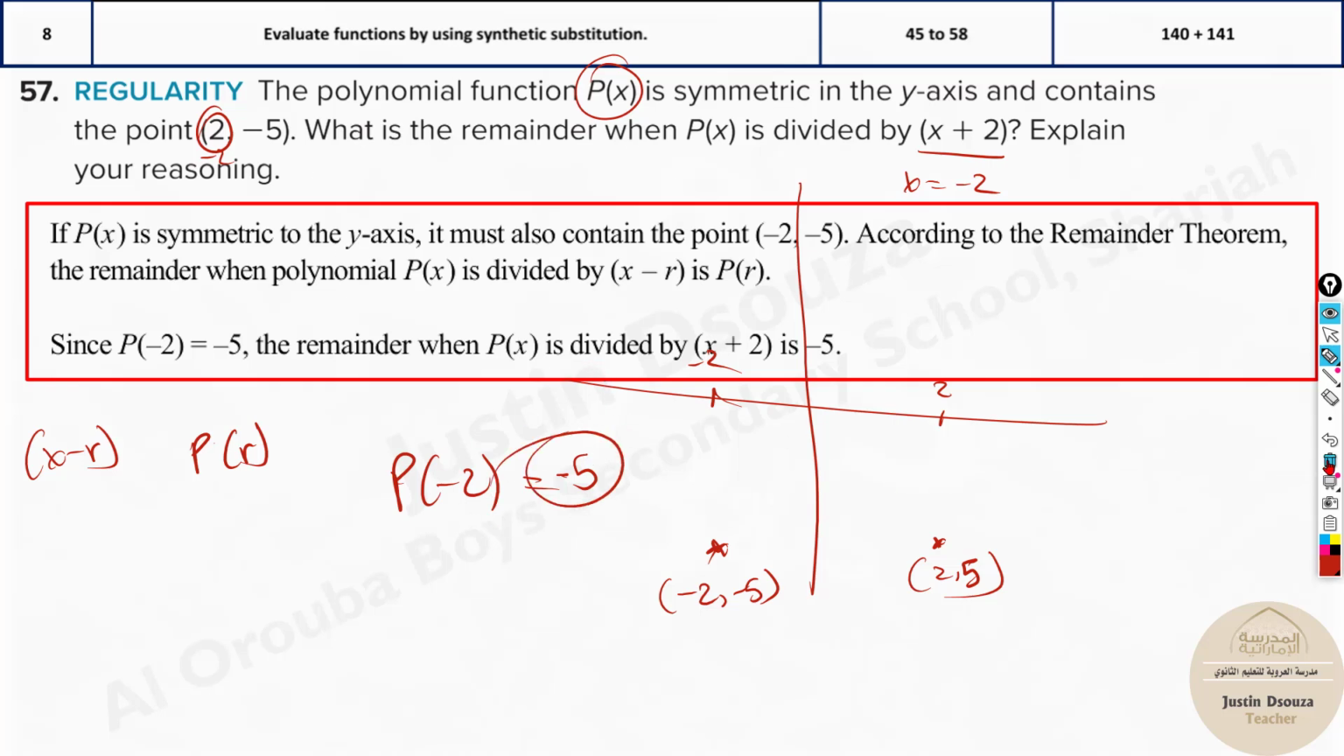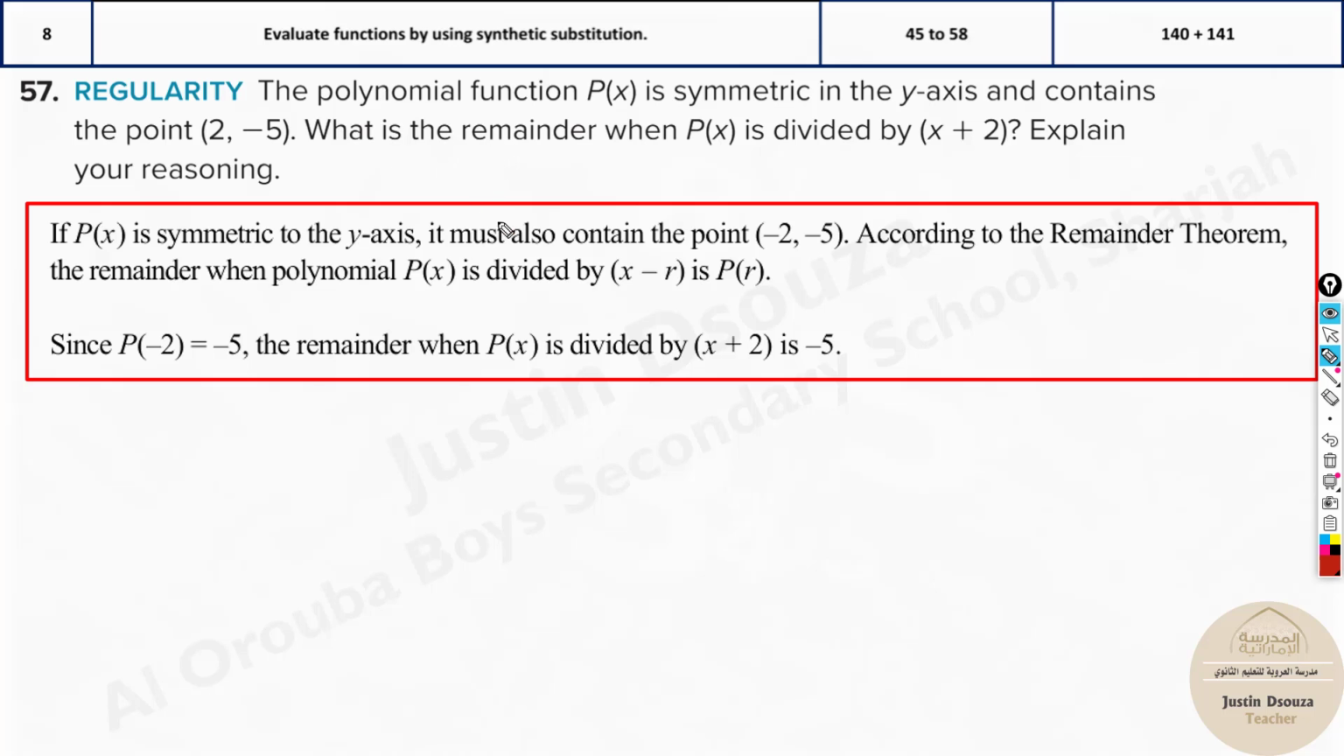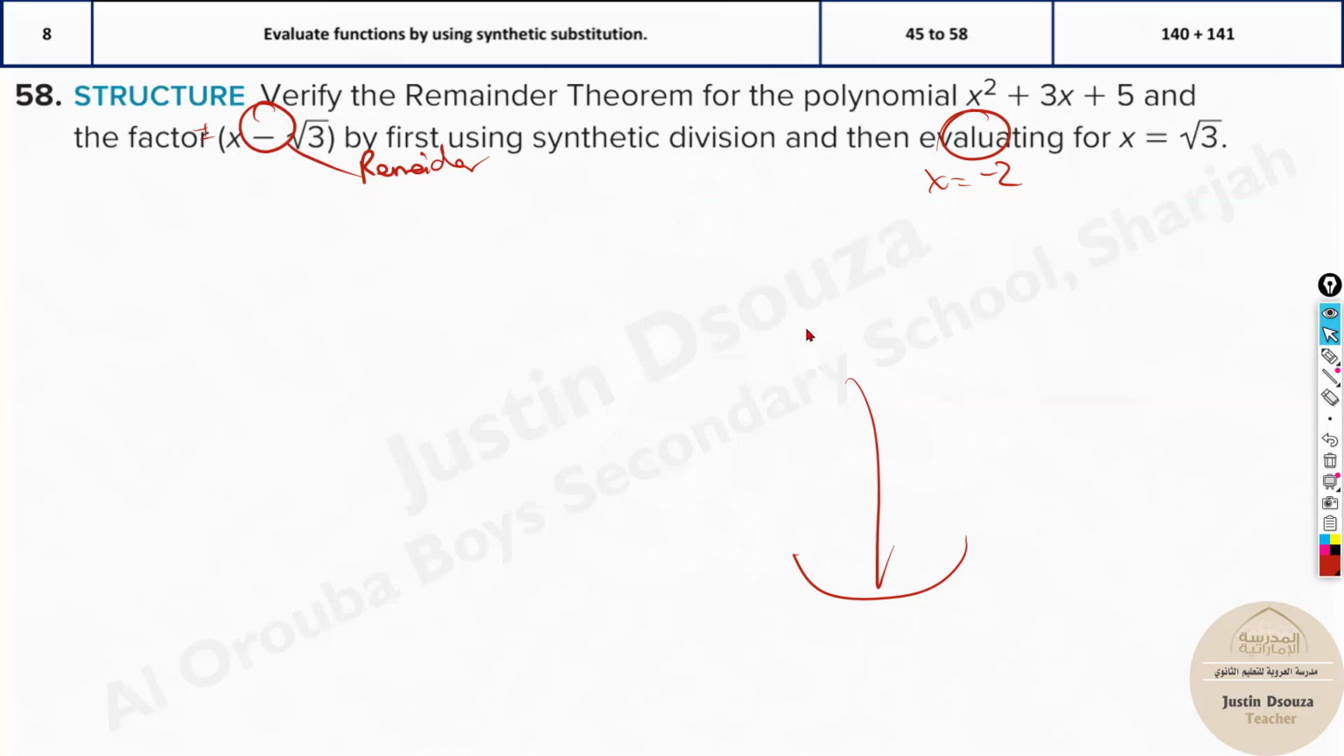So if at all you get such questions, you can do it directly. Now look, what is the value here? It is 2, but x is equal to minus 2. So what is the coordinate? This is symmetrical along the y-axis. That means the x value becomes plus and minus here, right? So what is the y value? That is the answer. This is the remainder. That's it. So the remainder will become minus 5. The concept is simple, but even if you're getting confused, just remember, see what the x value is, then what is the y value? That is the remainder. That's it.